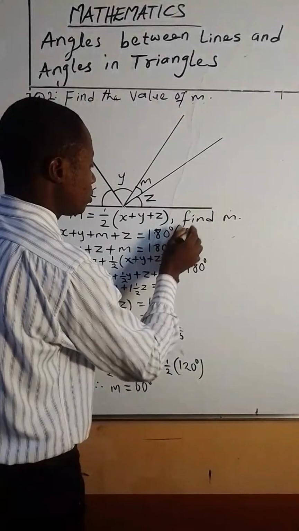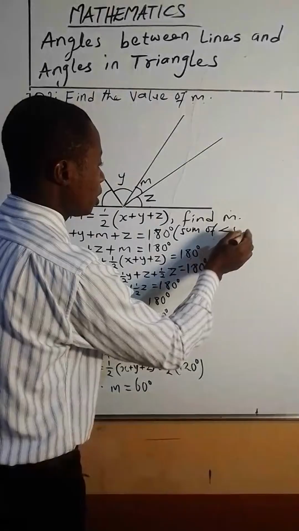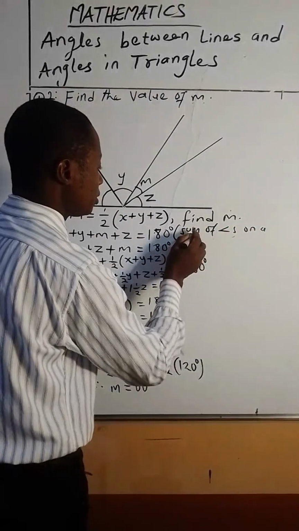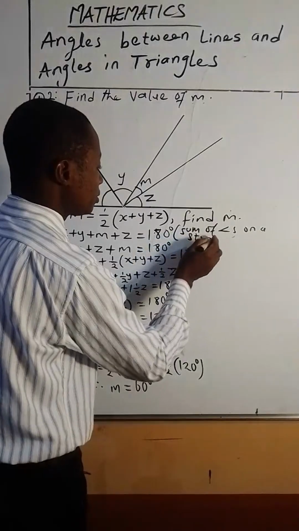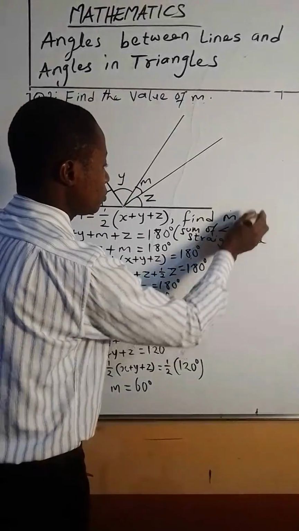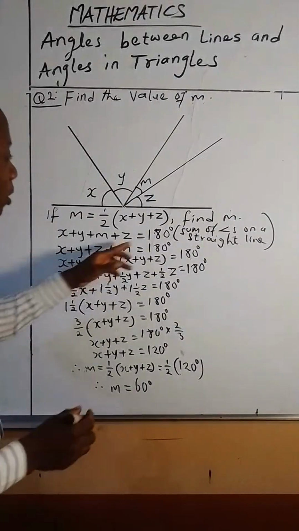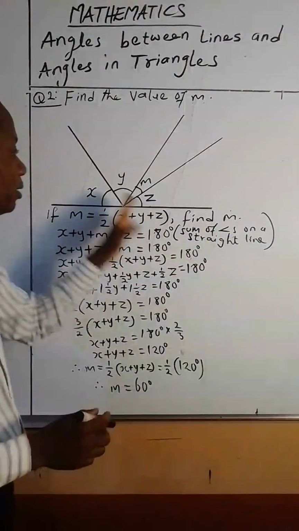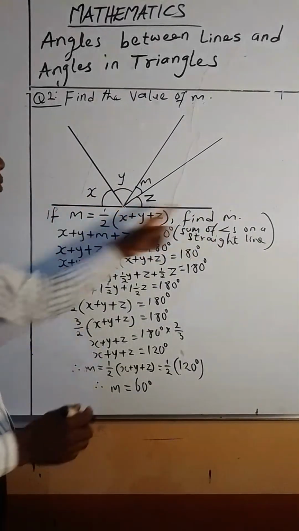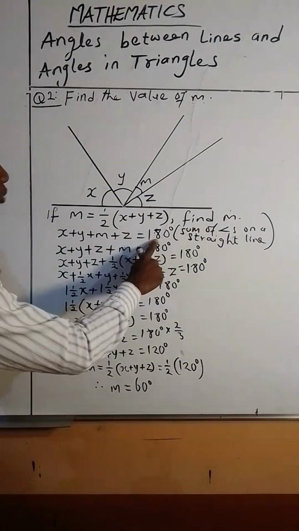Sum of angles on a straight line. So these are the angles on a straight line. This is a straight line, line AB for instance, if I put A here and B here. These angles are on it. So when you add them up, we get 180 degrees.